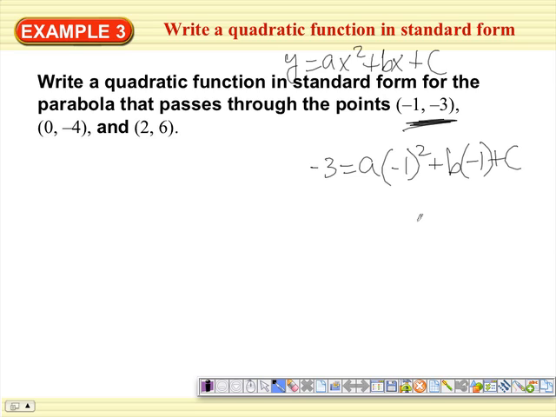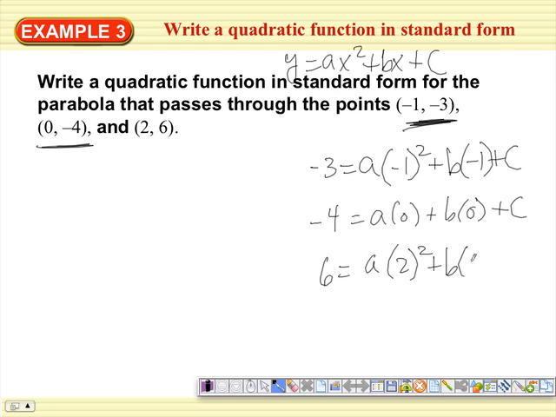Can't with this alone. Use the other coordinates. Okay, if we use this coordinate, we would have negative 4 equals a times 0 plus b times 0 plus c, something like that, right? So c equals negative 4. Then we do the last one, which is 6 equals a times 2 squared plus b times 2 plus c. Could you solve each of these individually? This is a system of 3 equations, 3 variables, okay?